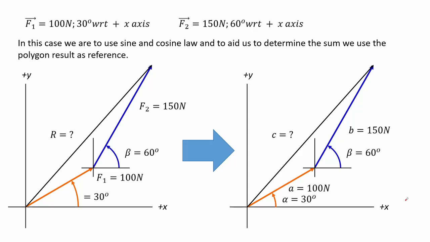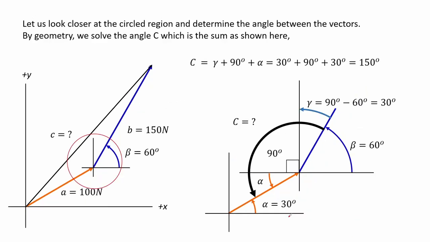Here we determine the magnitude and direction of the resultant using the sine and cosine laws. First we use the graphical result obtained earlier, which is the polygon method, since it forms a triangle. We then relabel the terms as shown on the figure on the right. We see that we have the values for A and B, and we can also get the angle C here. Looking closer at the encircled region, we see that the angle C is obtained by geometry. It is simply the sum of the gamma angle plus 90 degrees plus the alpha angle. This gives us a value of 150 degrees.